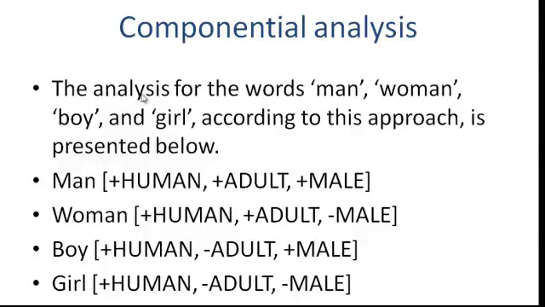For instance, you may be asked to analyze a word such as man, or a word such as woman, boy, and girl, according to componential analysis. If you are asked to analyze words such as man, woman, boy, and girl, you need to think about the basic components of these four words. What are the features of these words? And when you have those features, you present them in the form of plus or minus signs. So to begin with, let's consider the word man.